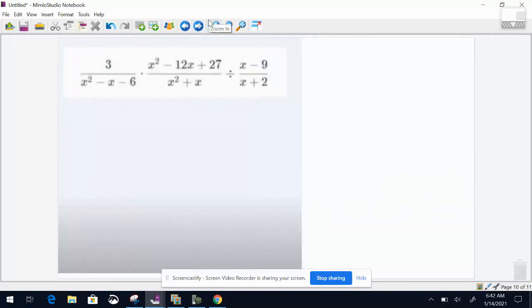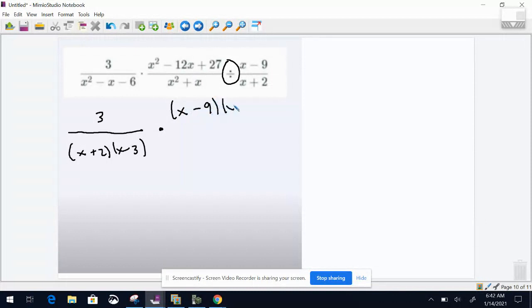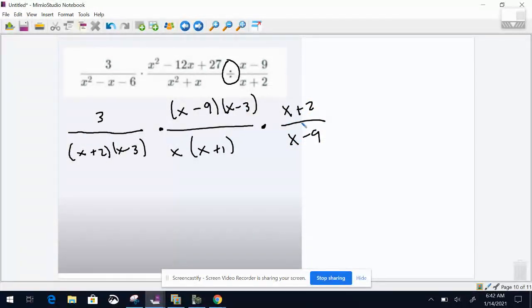So look at another example here where now we have 3 different things that we're looking at with a division sign. And we have to remember what we do with division is we flip it. So the first fraction I don't do anything with. I'm going to go ahead and factor. That gives me an x plus 2, x minus 3, two numbers that multiply to negative 6 and add to negative 1, times x minus 9, x minus 3, all over, take an x out, leaves me with x plus 1. Remember, we're dividing here. And then here, I'm going to flip it. X plus 2 over x minus 9. So now there's nothing left to factor since I already factored everything.